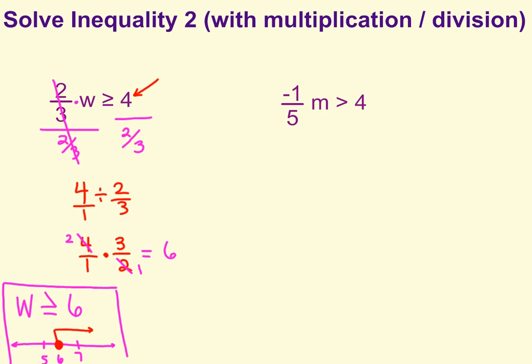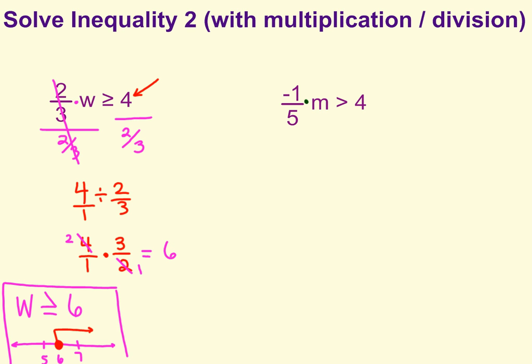Alright, next example, what I notice is that we have a negative 1/5 connected to the M. When it's connected like that, you have to use multiplication or division to get that negative 1/5 to the other side. And because that 1/5 is negative, we will end up flipping the inequality on this one. So let me show you how that works.